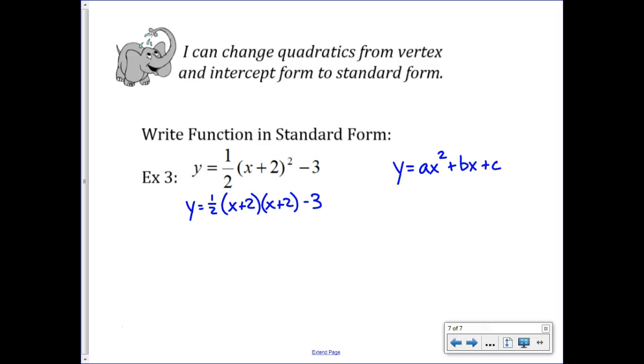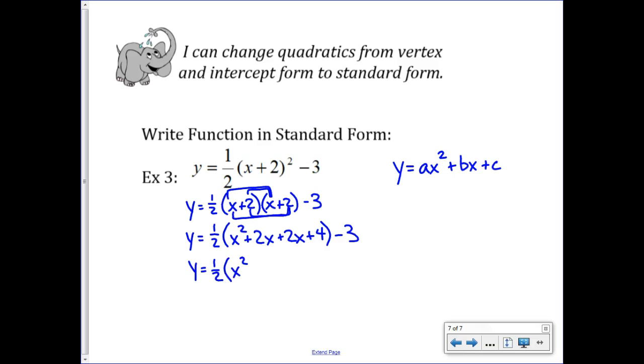Okay, so when we do this, you can FOIL. So I'm going to leave my half alone out here. And I have first is x squared. That's this. Outside is 2x. Inside is 2x. And last is 4. I'm going to simplify what's inside there. So I get y equals 1/2 x squared plus 4x plus 4.